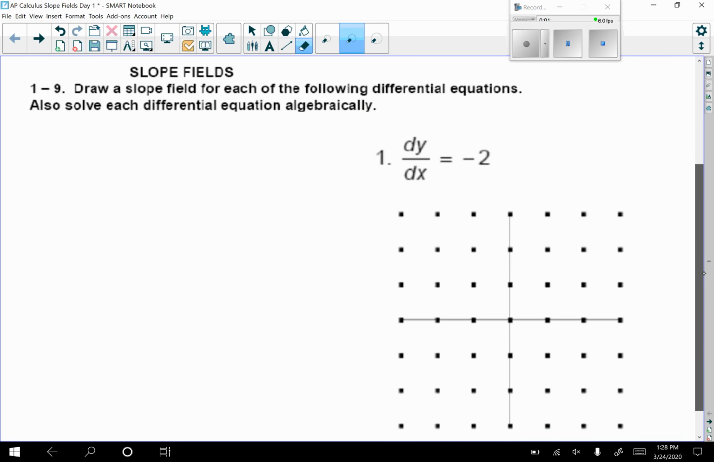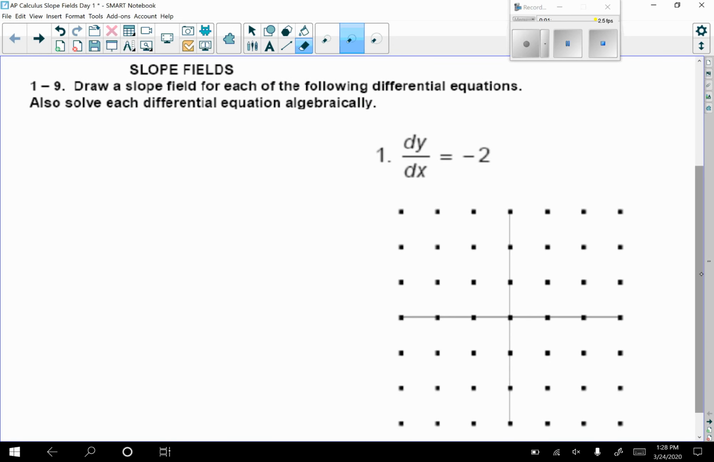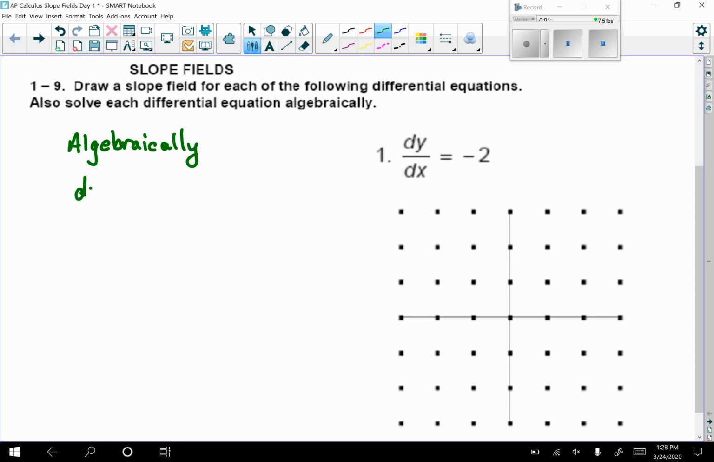All right, so if we take a look at number 1, we're given that dy over dx is equal to -2. So first I'm going to solve this algebraically. I want you guys to go ahead and pause this and go through. This is nothing new right now. Just figure out a general solution. Just stop there. There's no initial condition.